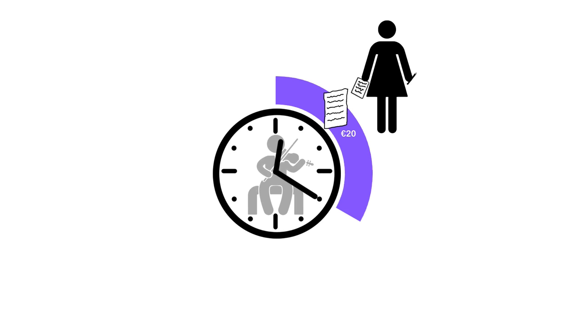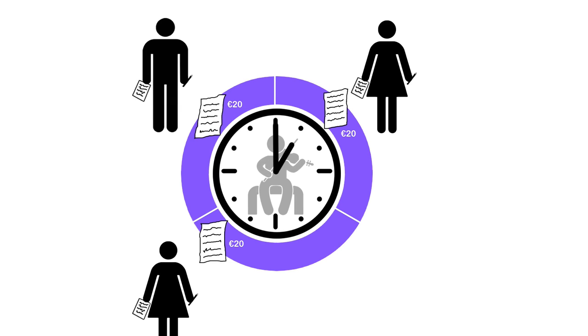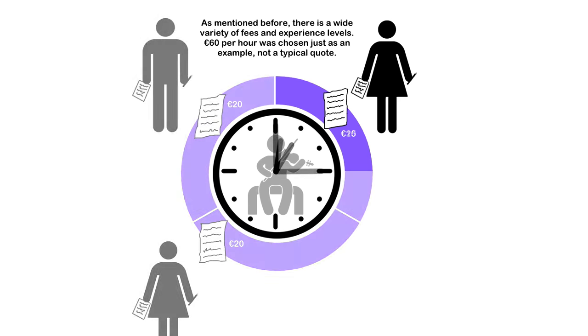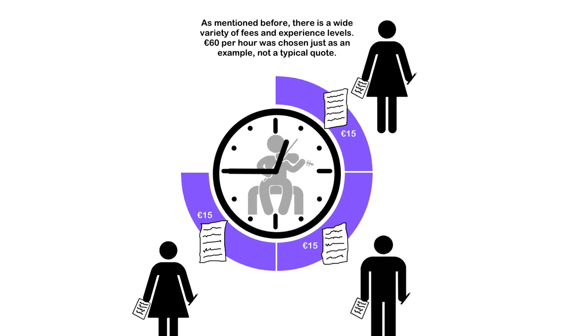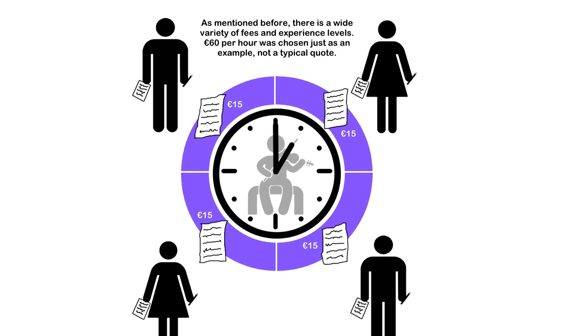Let's say that your musician charges 60 euros for a one-hour reading session. If three composers join forces, then they only have to spend 20 euros each, or four composers can share an hour for 15 euros apiece. There are some caveats here, though.